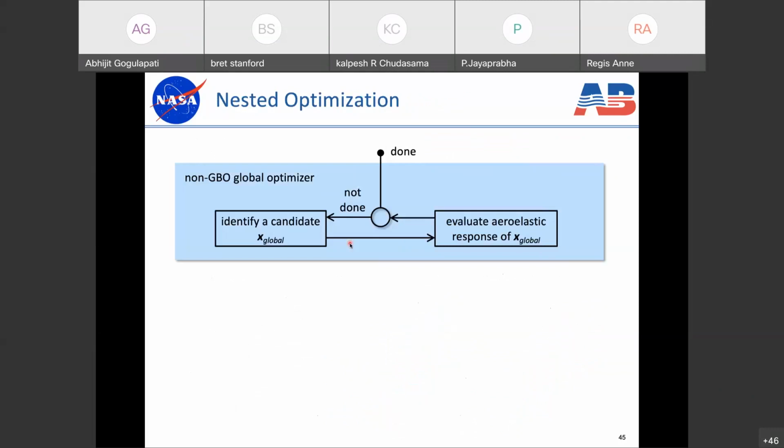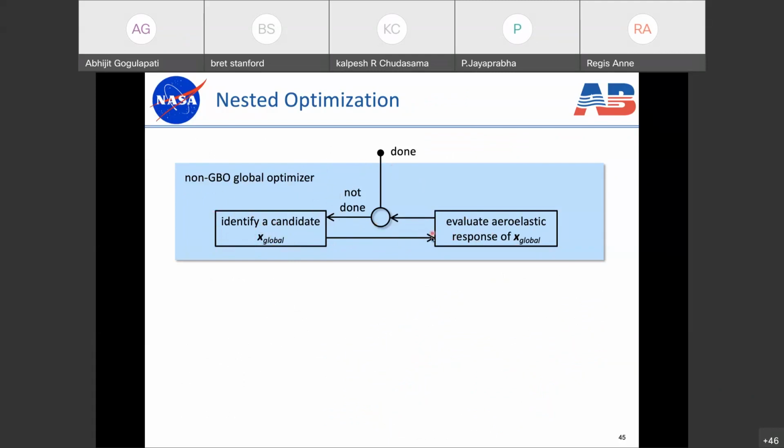So here's the gist of how this nested optimization works. We have the outer level. We have a dedicated non-gradient-based optimizer, a global optimizer, and I'll talk about what that is in a moment. We take any design variable that we're going to solve at the non-gradient-based level, which are the topology design variables, and we optimize. The gist of how we do this is we identify some candidate design, we evaluate the aeroelastic response to that design, and we identify another design, and so on. We gradually just loop back and forth between here until we decide that we're done.